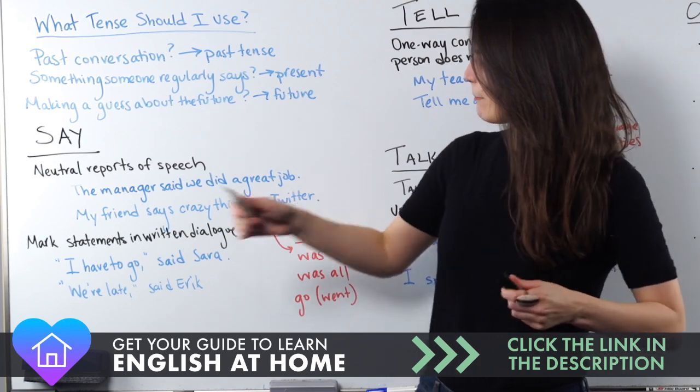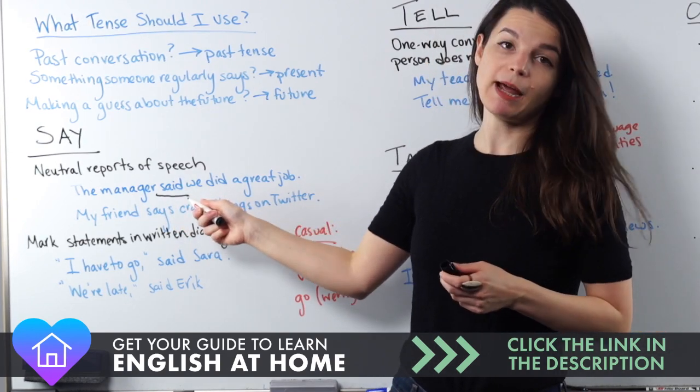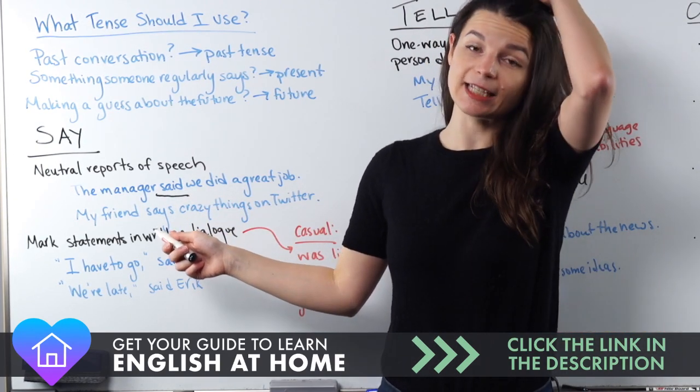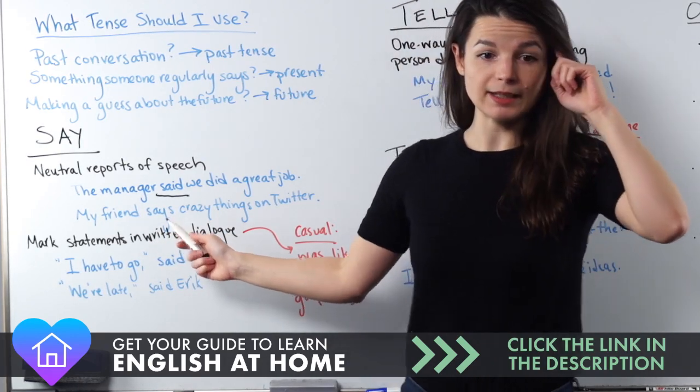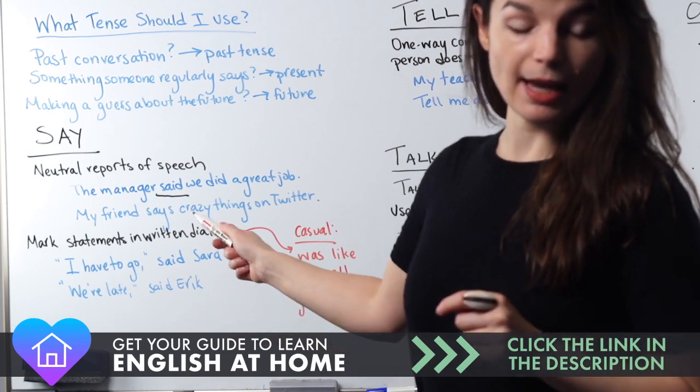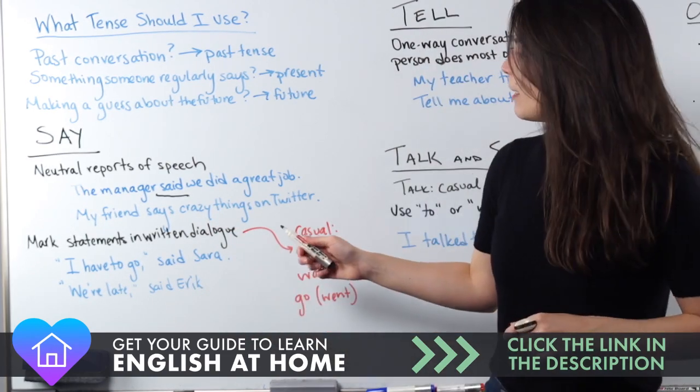Examples. My manager said. In past tense, this verb becomes said. The pronunciation is "sed," not "sayd." Said. So the spelling is irregular as well. Maybe you can see S-A-I-D.